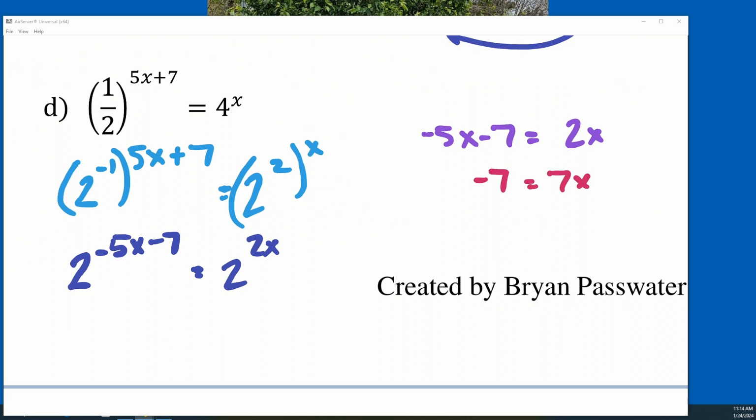All right, and then we're just going to get that x is negative 1. And so I can put negative 1 here, put negative 1 here, and I'm going to get the same answer, which would be 1/4 equals 1/4.